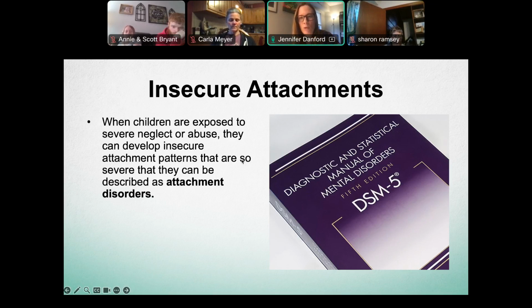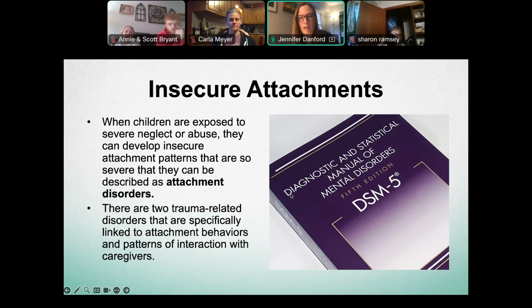I think for a while we were hearing a whole lot of RAD, reactive attachment disorder. I do think a lot of our kids have some attachment disorders, but I don't think it's every kid. I think a lot of our kids just have attachment stuff. But there are two trauma-related disorders in the DSM, which is where our therapists and clinicians actually do diagnosing, that are linked to attachment behaviors and patterns of interaction with caregivers.